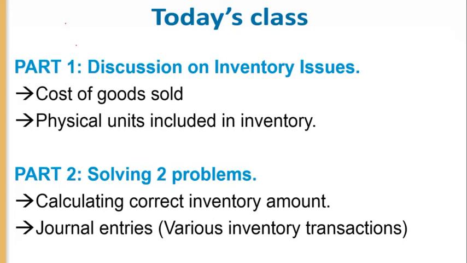In today's class, we will be discussing the inventory issues, inventory measurement. Today's class has two parts. In part one, we will discuss the inventory issues, for example, the cost of goods sold and physical units included in inventory, meaning which units should be included in the inventory count. And we will solve two problems. The first one, calculating the correct inventory amount, and in the second one, we will solve a problem that is mostly related to the various journal entries.